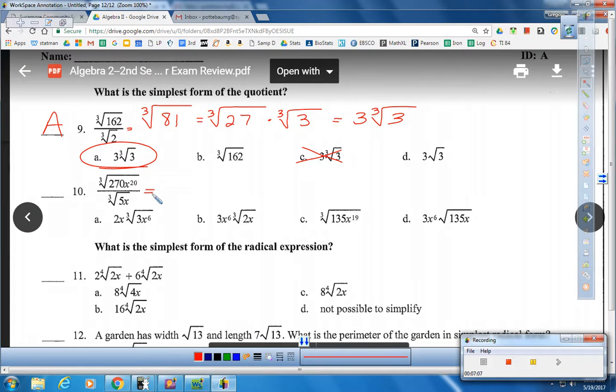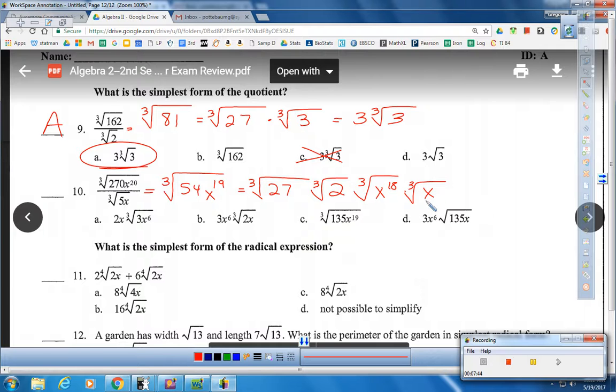270 x to the 20th over 5x. We need to divide first, so we have just one cube root. So 270 divided by 5 is 54, and x to the 20th divided by x is x to the 19th. Remember, we subtract those exponents. So 54, again, can break into the cubed root of 27 and the cubed root of 2. x to the 19th, okay, 19 is the same as 18 and 1. So it's x to the 18th times x, or the cubed root of x.